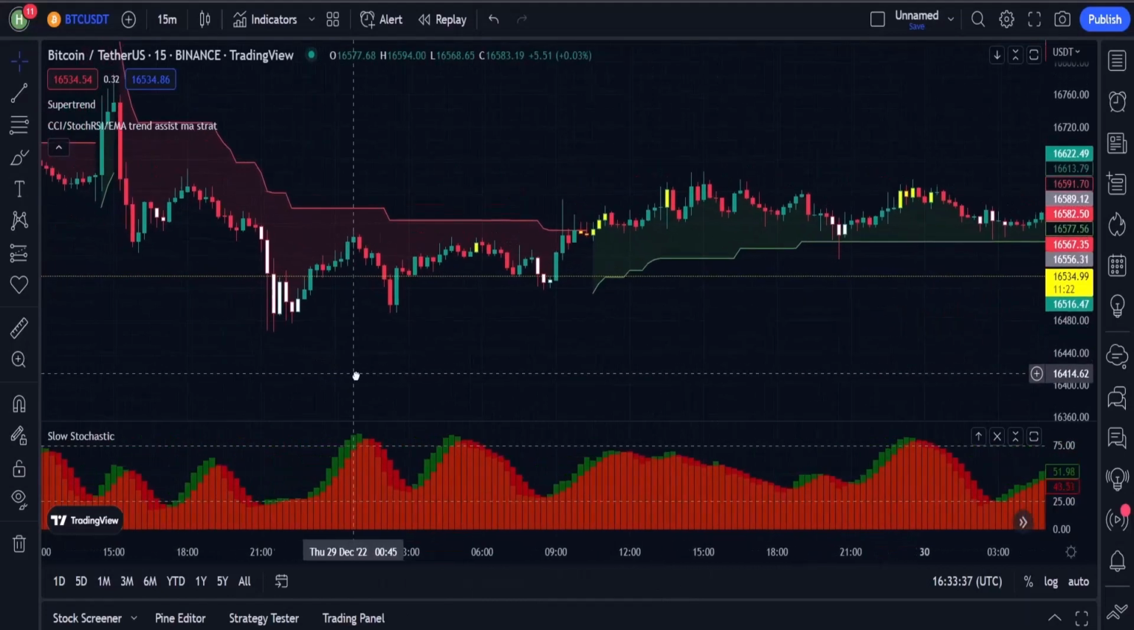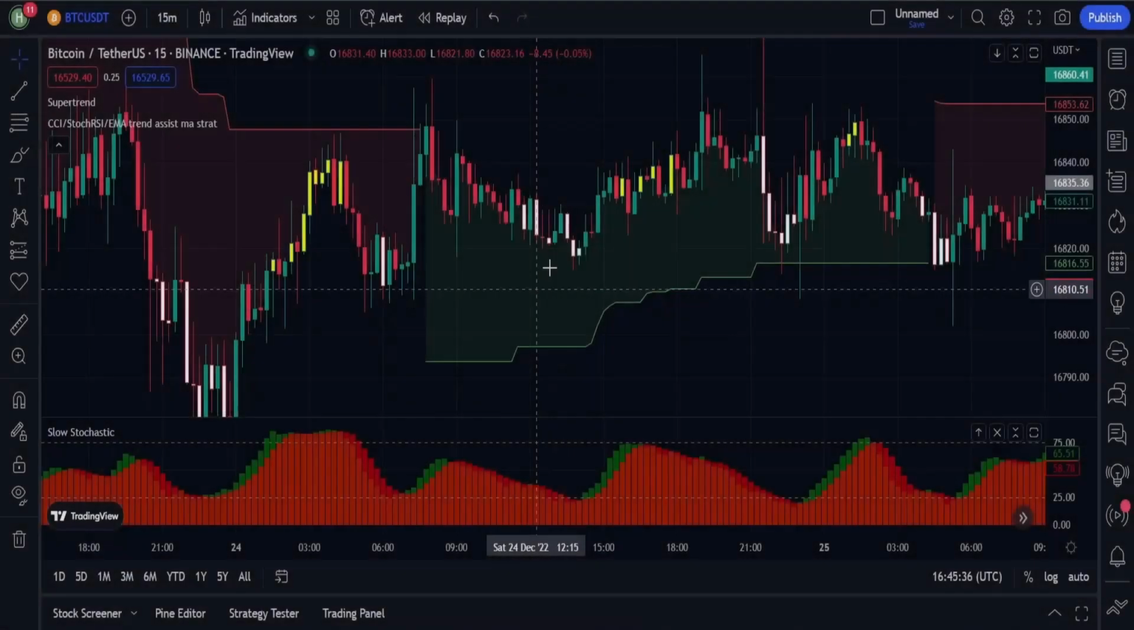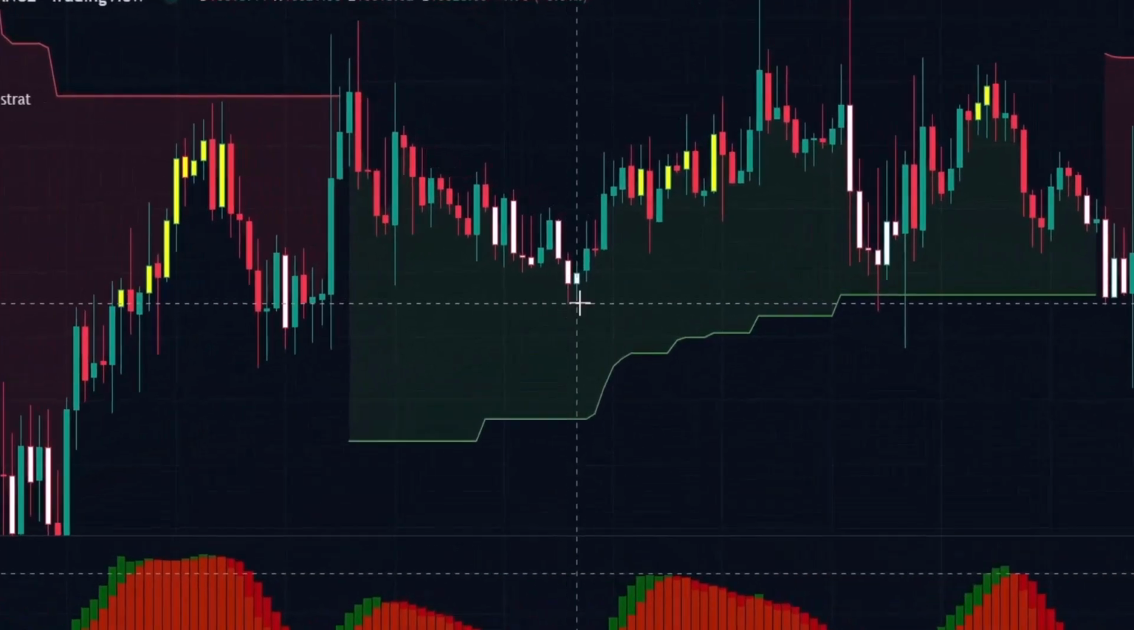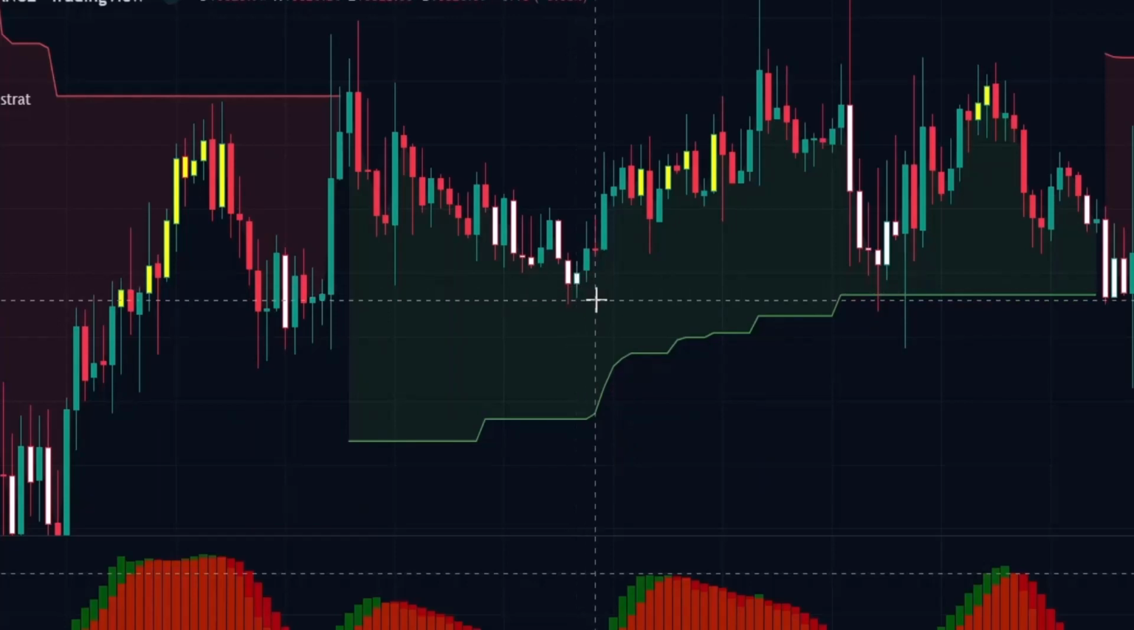So now let's go through the rules for entering a buy and sell trade through this strategy. Let's start with the rules for entering a buy position. First of all, we need a white candle to appear, and the super trend should be green, and also, the white candle should be above the super trend line. This is going to be our first signal to enter a buy position.